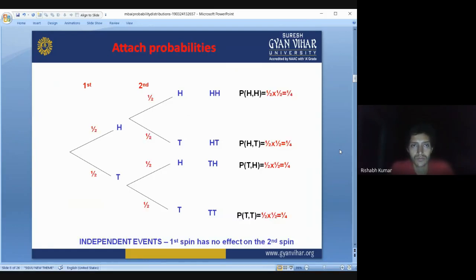So you attach all the probabilities to each event, okay, to each outcome. When we are first flipping the coin, the event is flipping of the coin, and possible outcomes are head or tail. So these are equally likely outcomes. Head has the probability of a half, and tail also has the probability of a half, because these are equally likely events if our coin is fair, and we are assuming that our coin is fair.